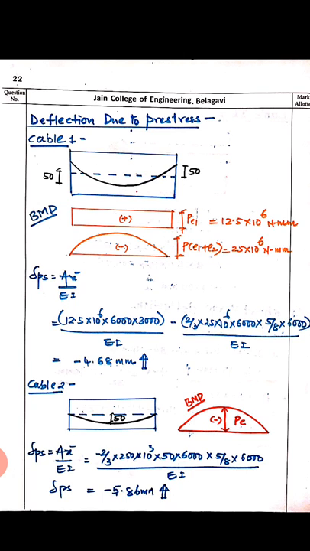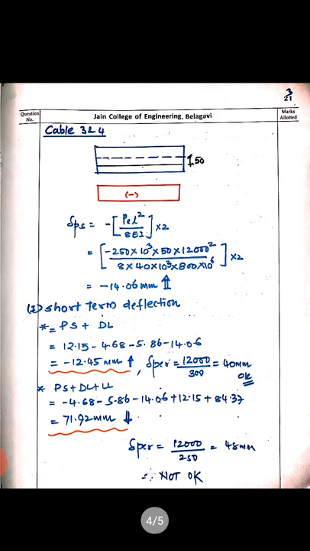So we got the deflection due to prestress because of cable number 2 is again minus 5.86 mm, which is again upward because it is negative. Okay. Now we'll move ahead. Now because of cable number 3 and 4.